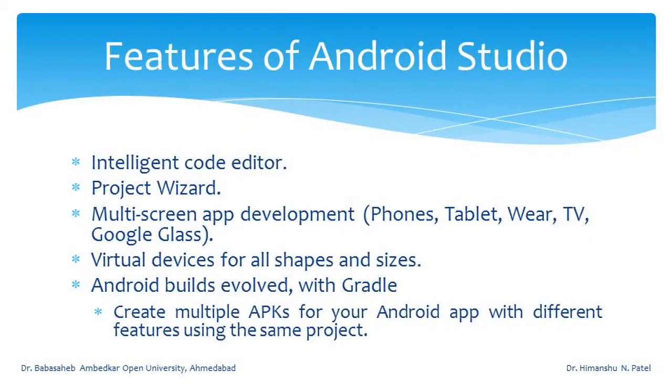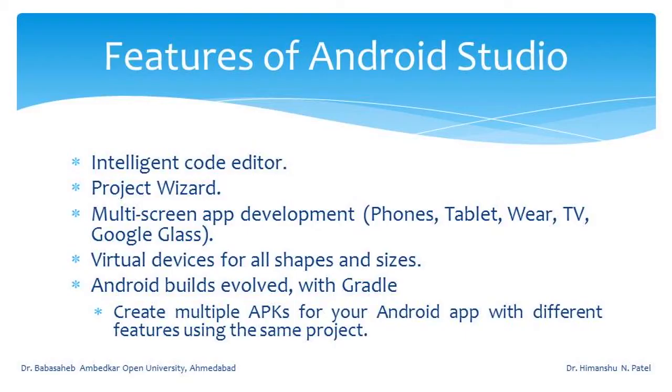The next feature of Android Studio is the Android build system evolved with Gradle. For example, I have an Android phone with version 4 and you have an Android phone with version 3. I want to support version 4 as well as version 3. This is possible in Android Studio: you can have the same project with different APK files, or installation files, suitable for each. We can create multiple APKs for your Android apps with different features using the same project.